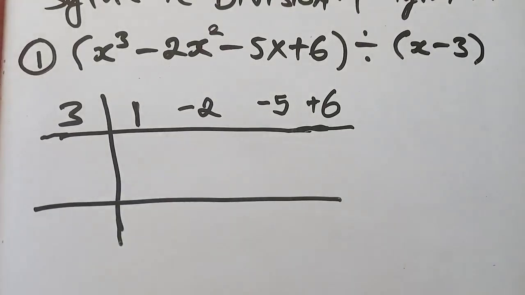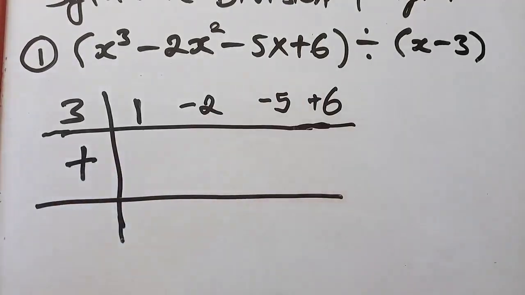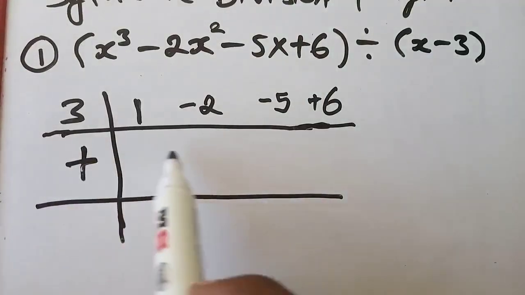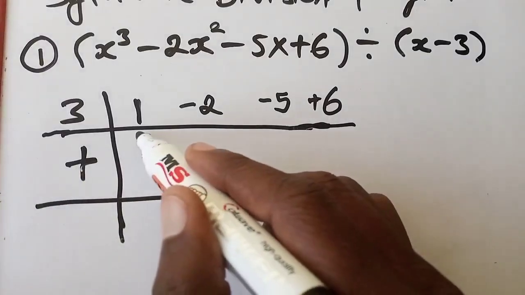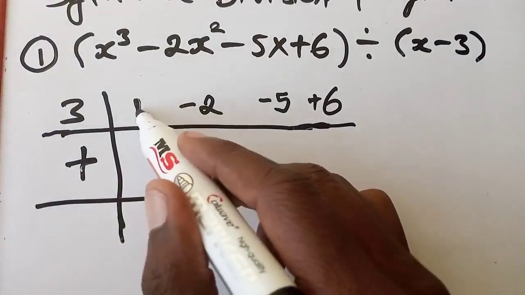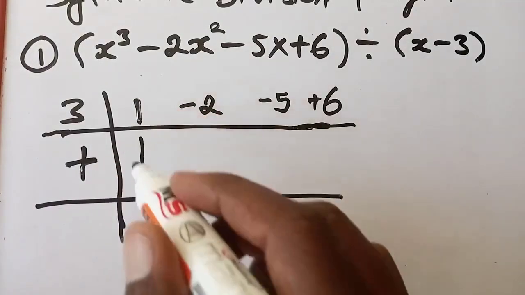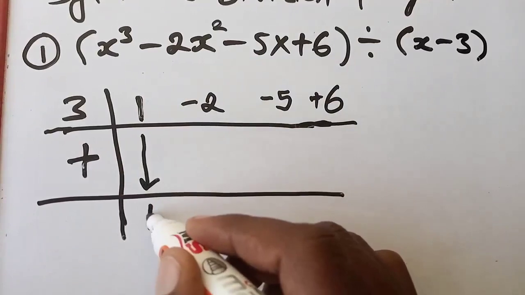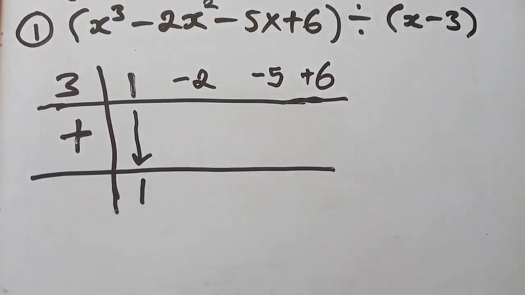Okay, so the third thing that you're supposed to do here is to add. You need to know that in this row is to add. Okay, so the fourth thing, you need to bring this one down here. So this one, you bring it down here like that.